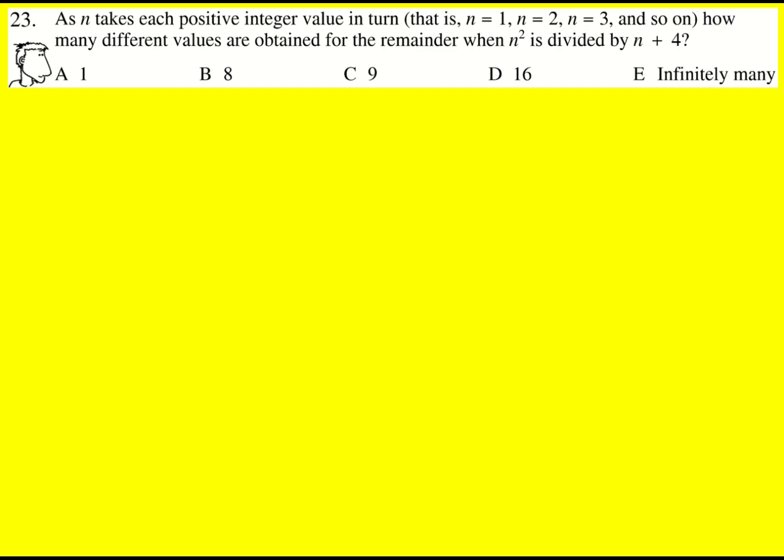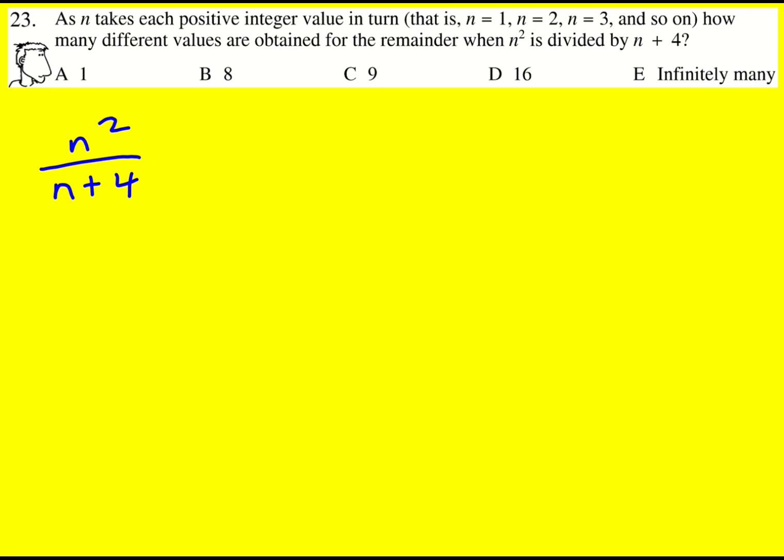Neat question here. n takes each positive integer value from 1 onwards. How many different values are obtained for the remainder when n squared is divided by n plus 4? One way you could approach this problem is brute force and just try lots of n values until you seemingly don't get any more values, or you might convince yourself there's infinitely many.